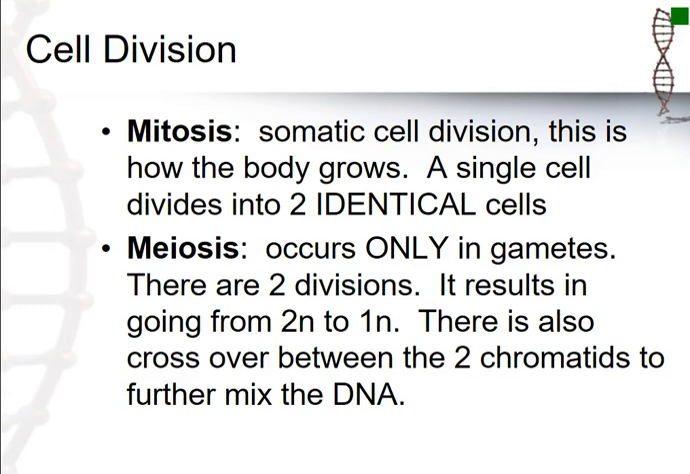Instead of dividing the chromosomes and then having 1 division, there are actually 2 divisions, and you go from 2N to 1N. There's also a special thing that occurs only in meiosis, which is extra crossing over between the chromatids, and this helps to increase variability in mixing of the DNA.